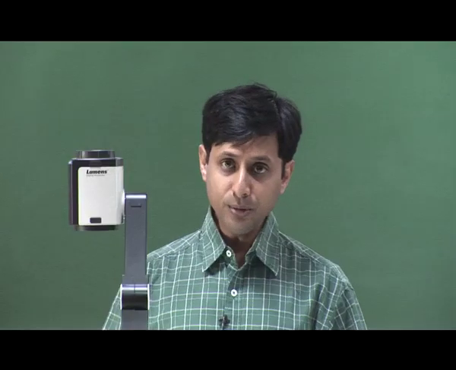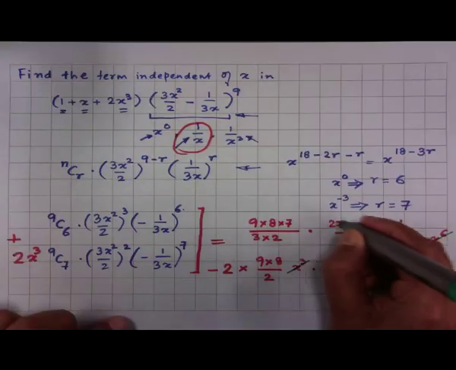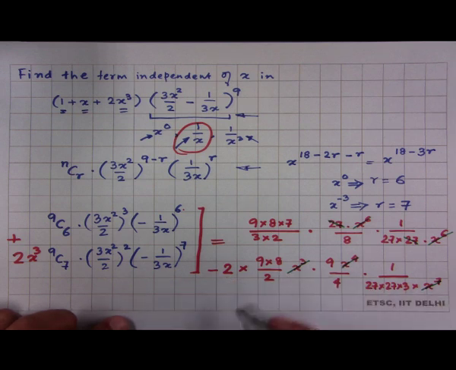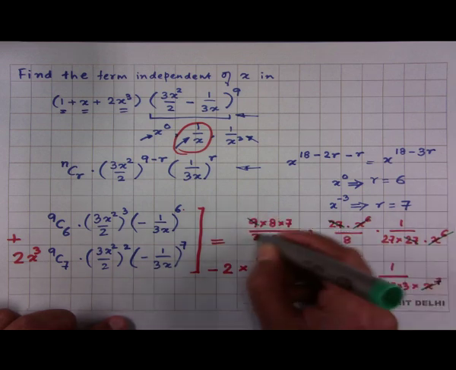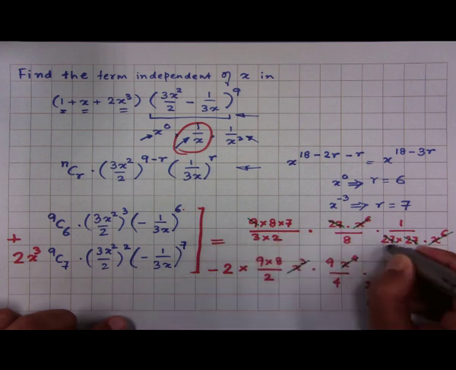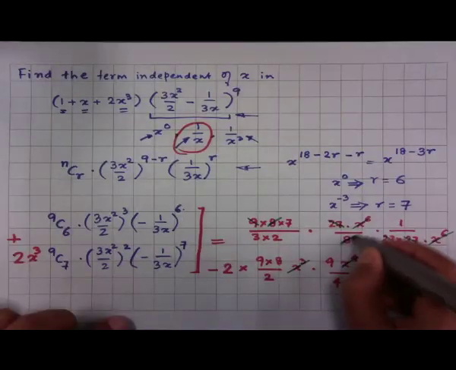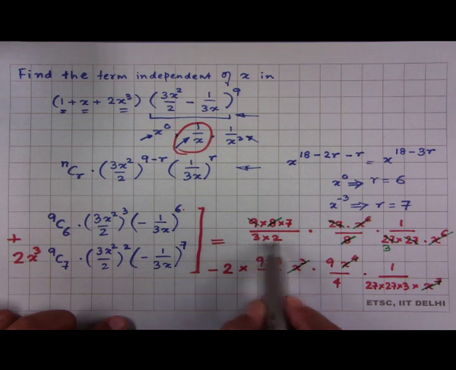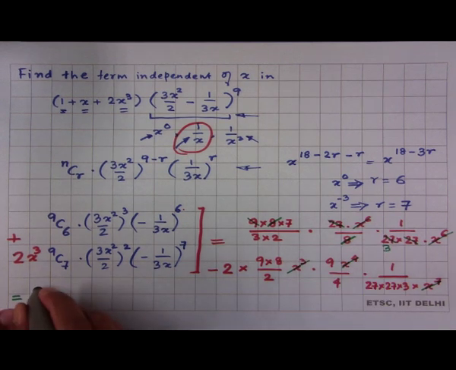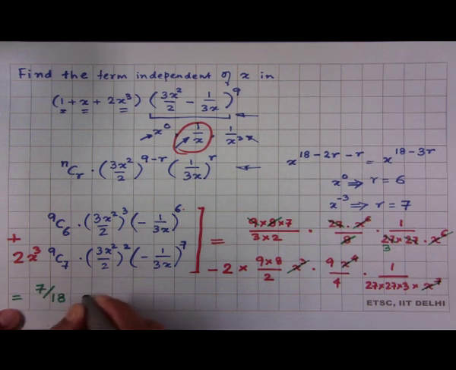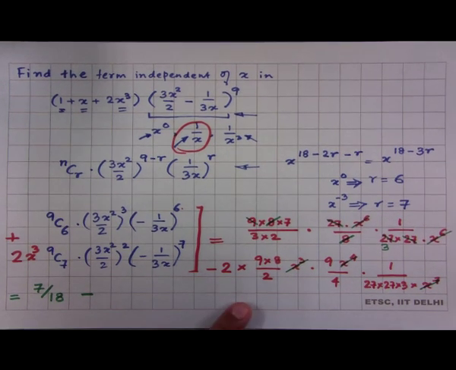All right. Now, you will have to do the arithmetic and work it out. 27 cancels out. This 9 cancels out with the 27 and you get a 3, right. 8 cancels out with 8. So, you get 7 divided by 18 for the first one. And for the second one, I have got 4, 2 cancelling out with 8, 9 and 9 cancelling out with 27 and 3, and that is it.